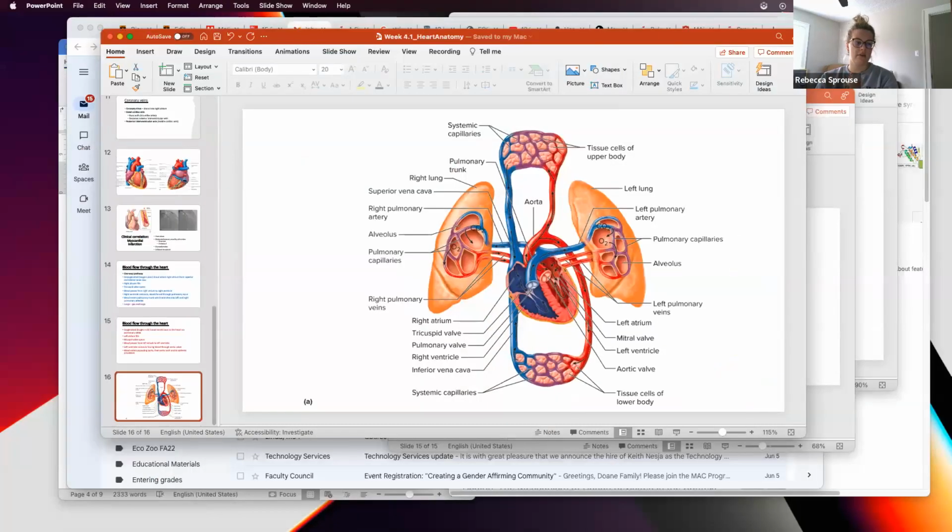With that anatomy, I am going to move into physiology. We're going to break up the physiology into electrical physiology and mechanical physiology, and then we will go from there.